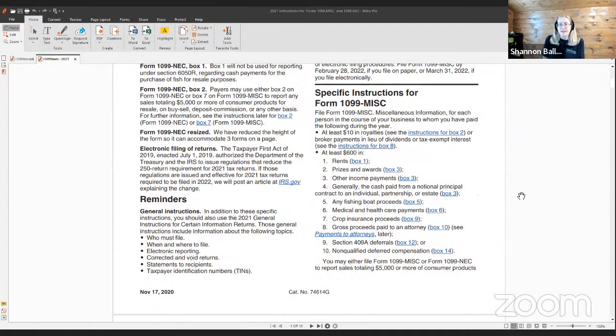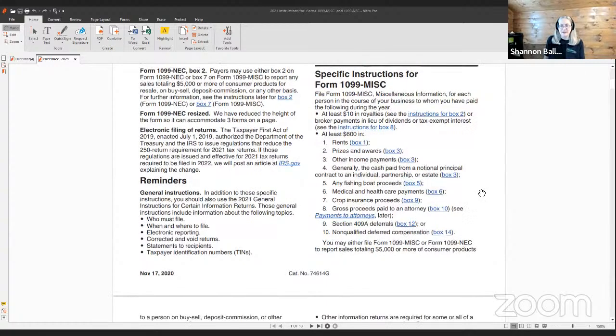Specific instructions for Form 1099 miscellaneous. You file it for each person in the course of business to whom you have paid the following during the year: at least $10 in royalties, at least $600 in rents, prizes and awards, other income payments, generally the cash paid from a notional principal contract for an individual, partnership, or estate, fishing boat proceeds, medical and healthcare payments, crop insurance proceeds, gross proceeds paid to an attorney, Section 409A deferrals, non-qualified deferred compensation.